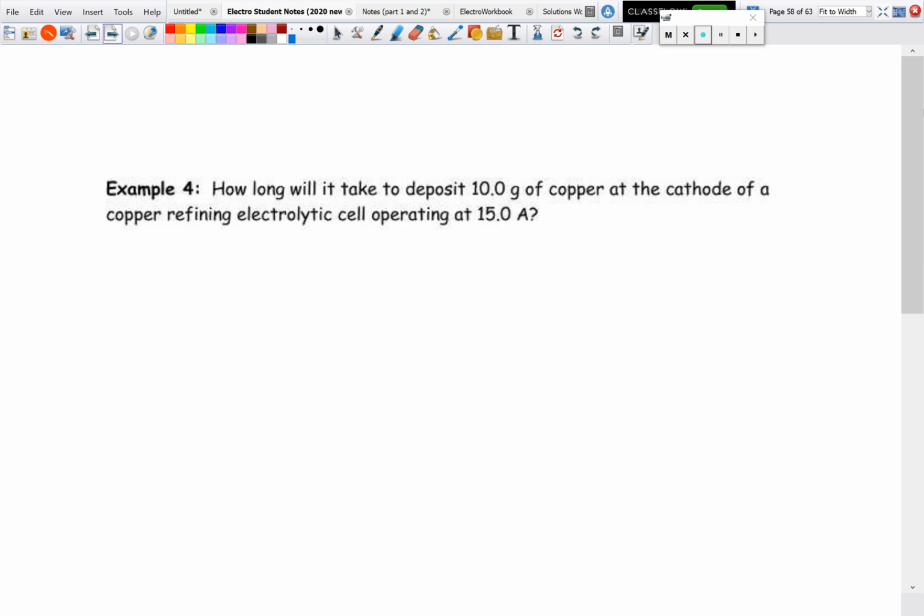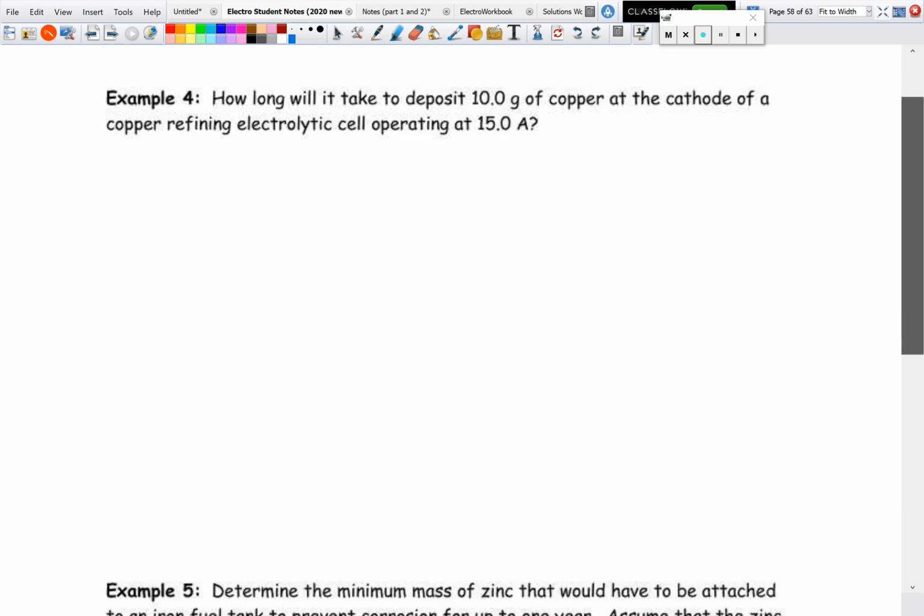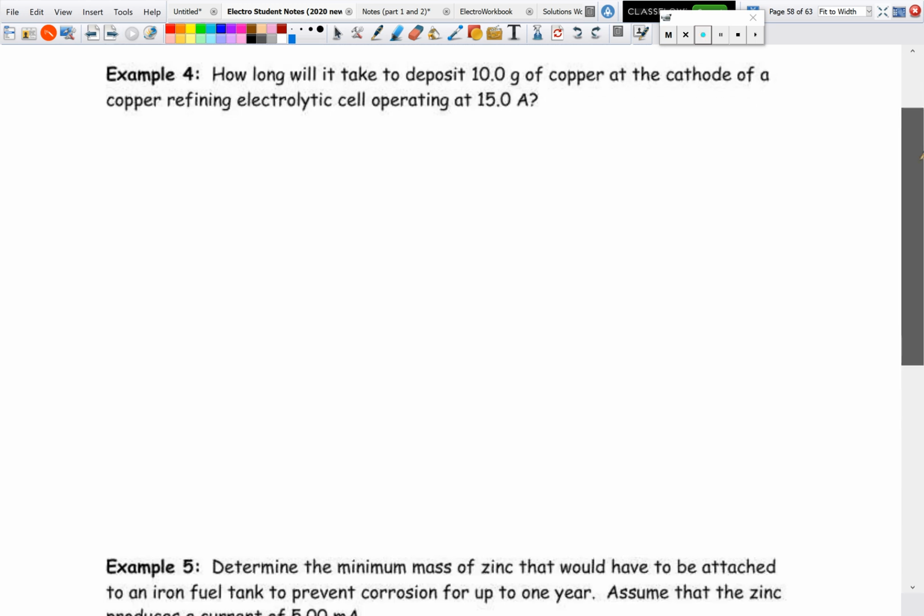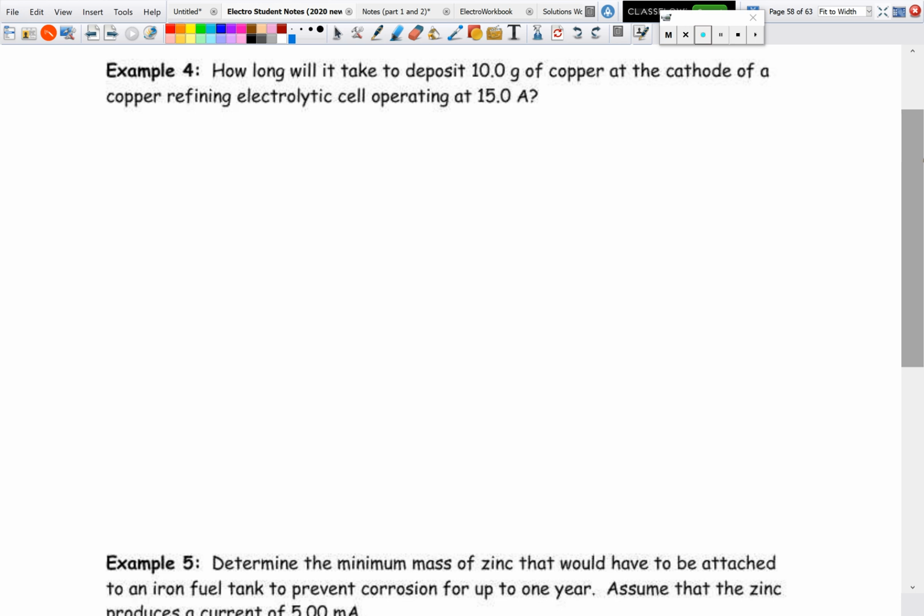So let's look at example 4. If you think you're confident enough to go through example 4 on your own without me talking through it, just pause the video and go through it. If you just want to see me work through another one, I'm just going to go through the exact same thing, all the steps and everything like that.